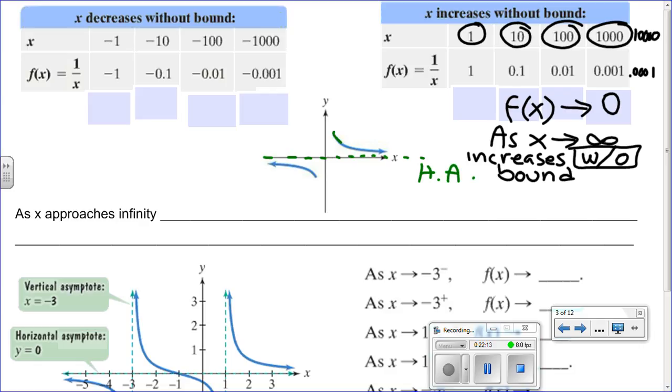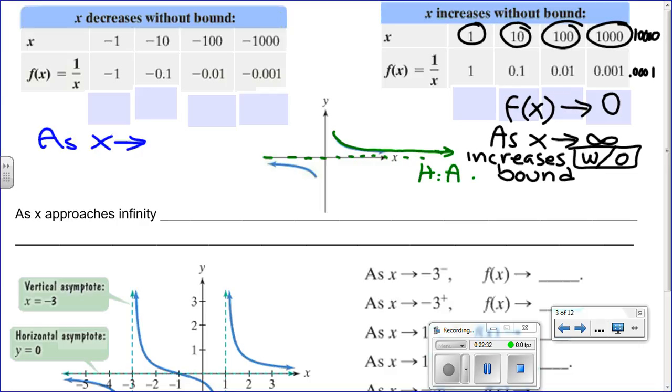So this function, as you keep making your x larger, the function will just level up here, and it will get closer to 0. But it's not going to go, for this particular function, it will not go across the horizontal axis. Now what's happening over here?